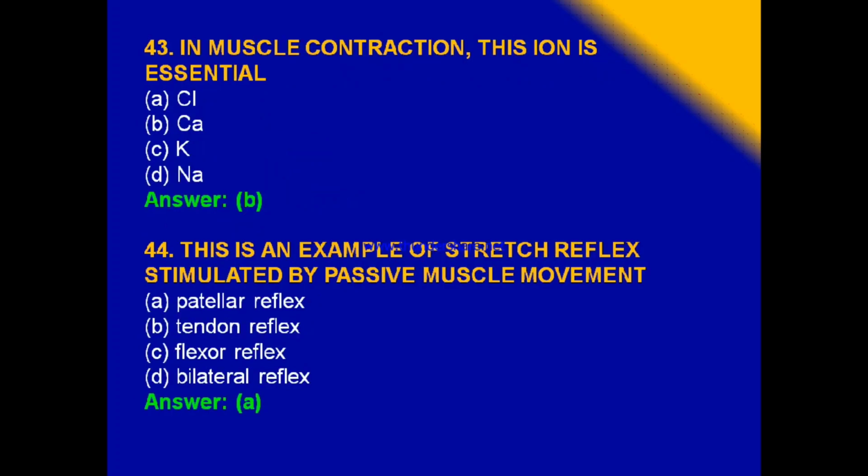Next question. In muscle contraction, this ion is essential: Cl, chlorine, Ca, calcium, K, potassium, or Na, sodium. So in muscle contraction, only calcium ion is essential among all of these ions. Number 44 question. This is an example of stretch reflex stimulated by passive muscle movement: patellar reflex, tendon reflex, flexor reflex, or bilateral reflex. So the example is patellar reflex.